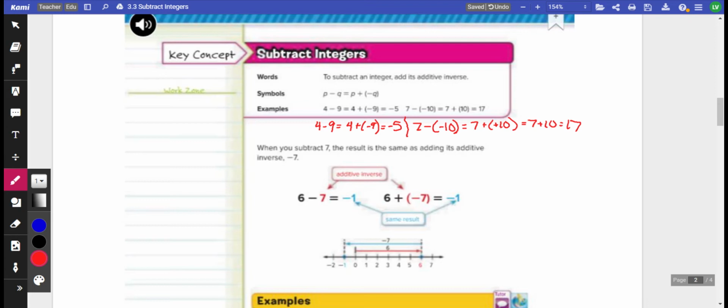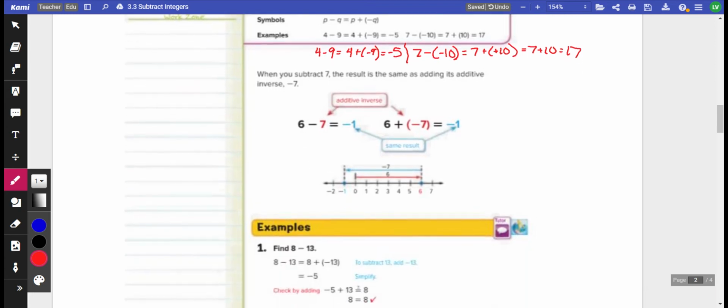So when I subtract 7, the result is the same as adding its additive inverse of -7. And that's for this example down here. 6 minus 7 equals -1, or 6 plus -7 equals -1. So again, additive inverse. I'm sorry, let me restate that. 7 and -7 are additive inverses. They give you the same exact answer.